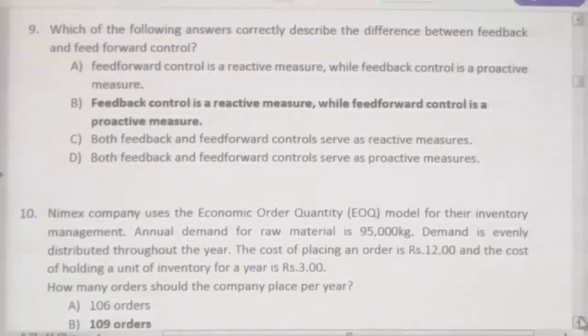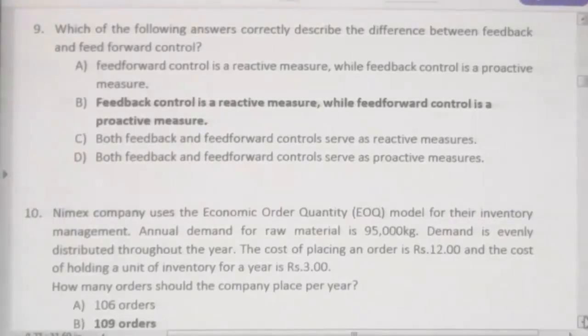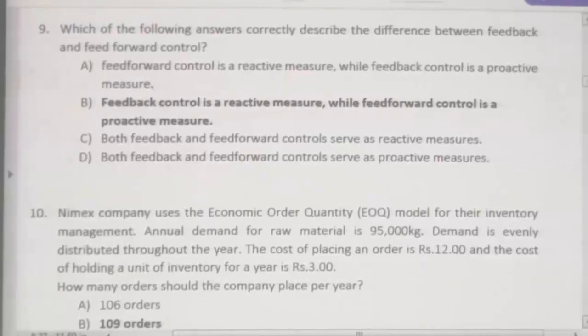Feedback means when something happens, you are trying to control it. Feed forward means before something happens, before that happening, you are trying to control it. Therefore feedback control is a control taken after the incident. The feed forward control is a control taken before the incident. I will give you a simple example, a very relatable example now.